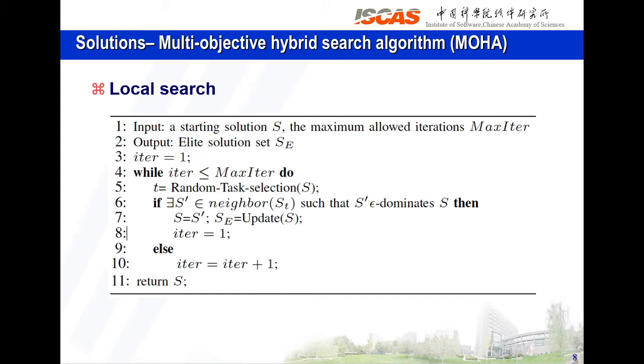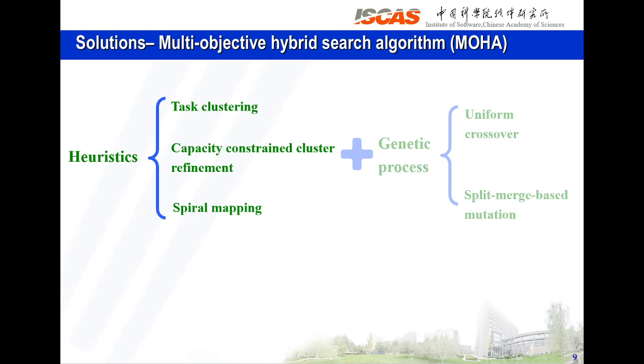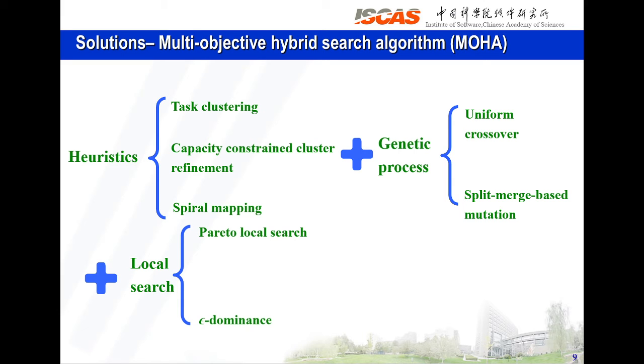We further propose an insert-based Pareto local search to improve the solution that is generated by the genetic process. The local search tries to insert one random task from current solution into other positions to generate neighborhood solutions. If the objectives are updated by absolute dominance relation, the current solution is replaced by the neighborhood solution. This process continues until the times of iteration reach the maximum limit. In a word, the proposed algorithm consists of 3 heuristics, 2 genetic operators, and 1 Pareto local search with absolute dominance.